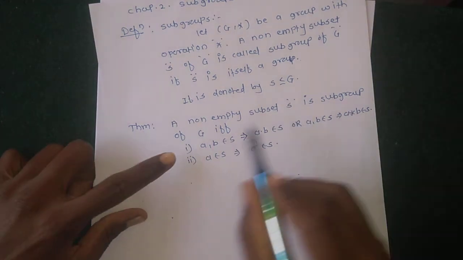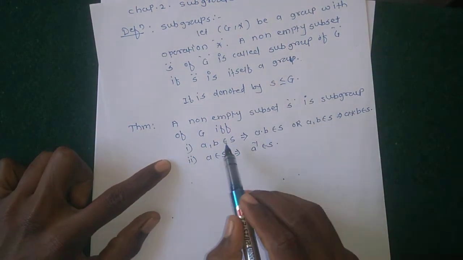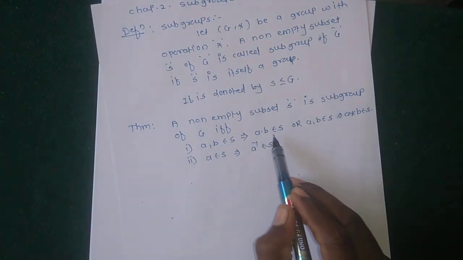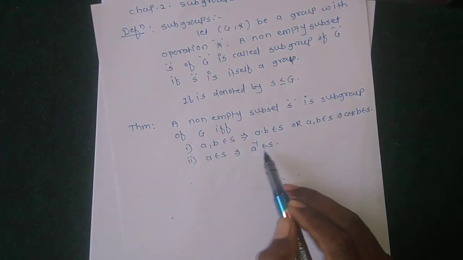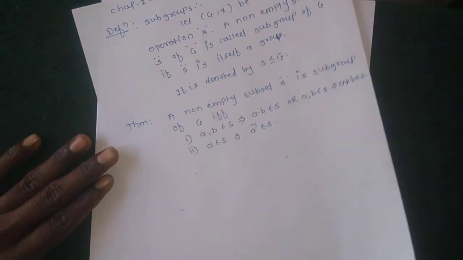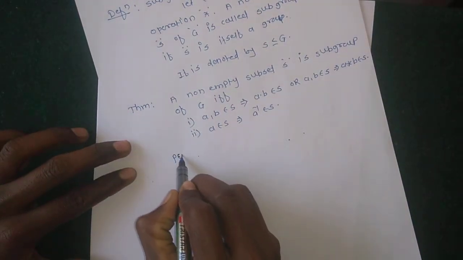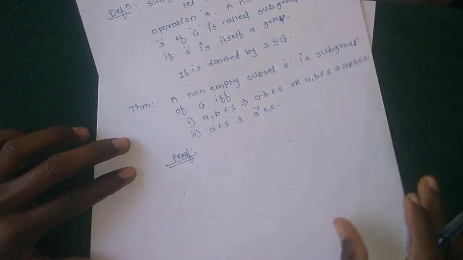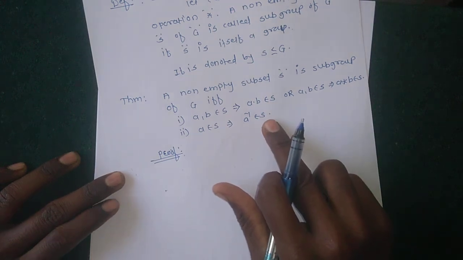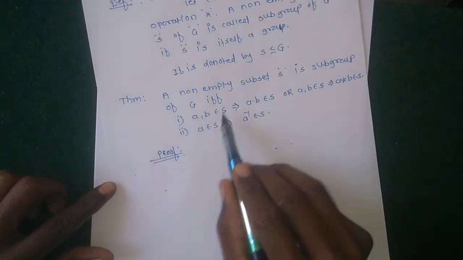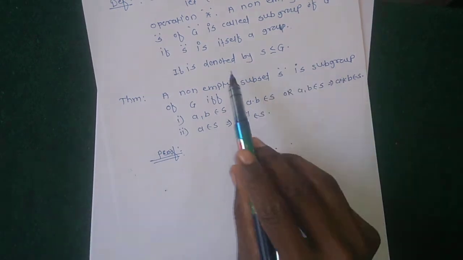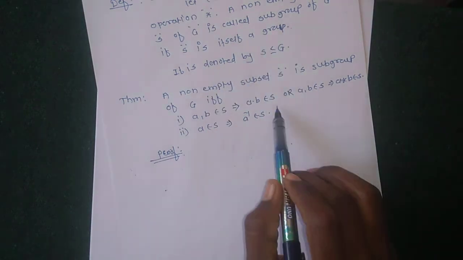If S is a subgroup, then we satisfy these two conditions, and these two conditions will exist; or if S is closed under the given binary operation and A inverse belongs to S, then S is a subgroup. Okay, this is the proof of this theorem. How to prove this? First, consider S is a subgroup, and then show these two conditions are satisfied, and then for the converse part, consider these two conditions and show S is a subgroup. It means S is a subgroup means S is a group itself. This is proving here.